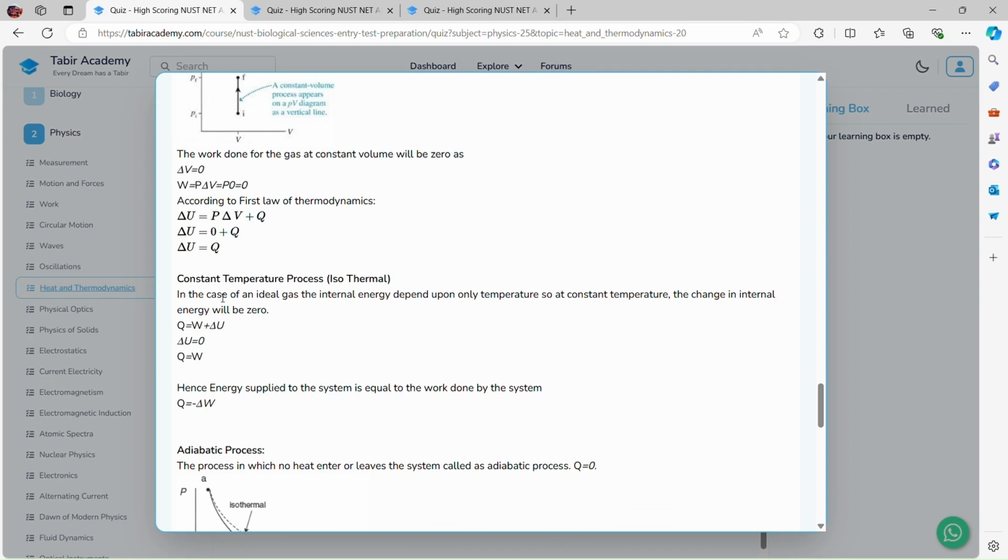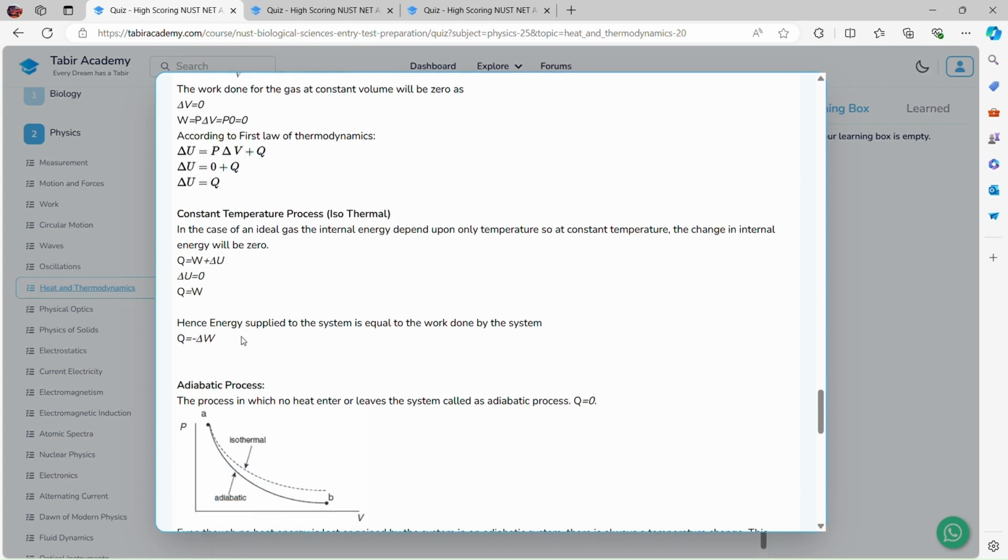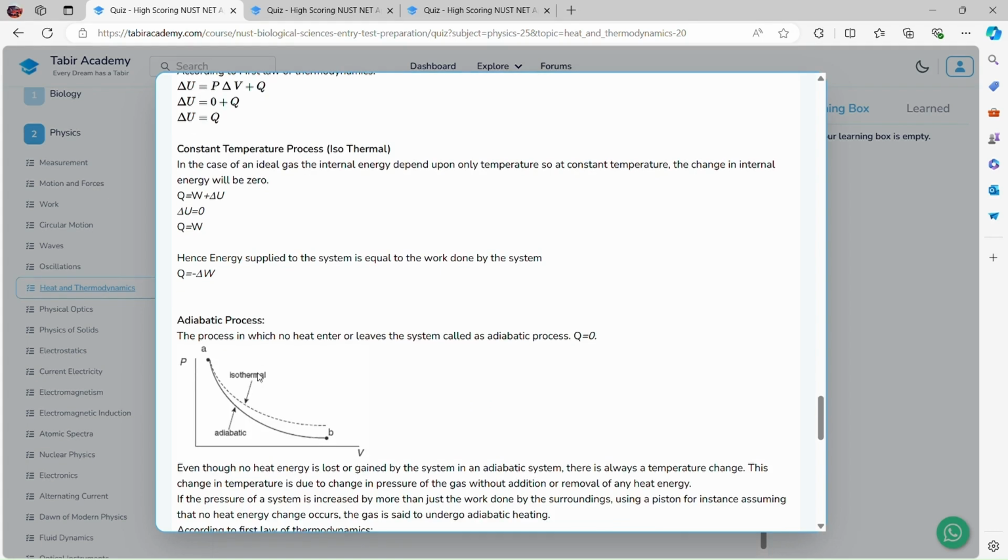Constant temperature process, isothermal. In the case of an ideal gas, the internal energy depends only upon temperature. So at constant temperature, the change in internal energy will be 0. Q equals W plus delta U. Delta U equals 0. Q equals W. Hence, energy supplied to the system is equal to the work done by the system. Q equals negative delta W.